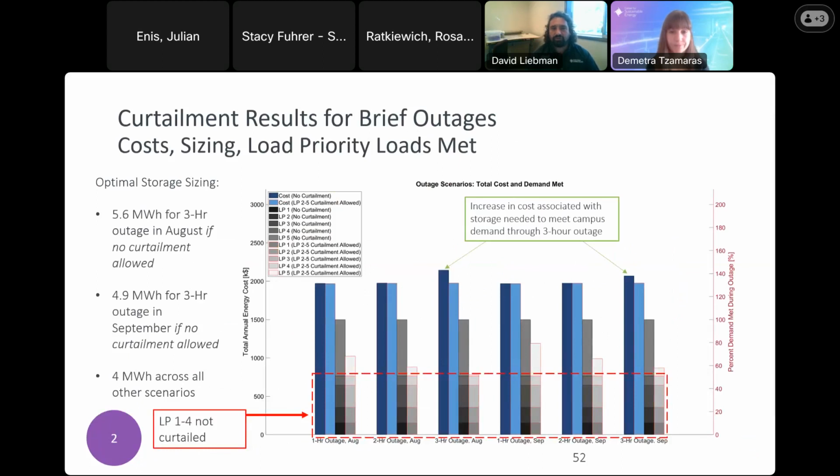And so one of the main purposes of modeling and going into the different mitigation measures is it really allows us to look at what are the optimal technology sizing for our goals for our microgrid. So this slide really just shows what is the optimal storage sizing for a 3-hour outage if we don't allow any of our buildings to load shed for that given month. We can also look at what is the optimal storage sizing if we allow buildings to load shed, and it allows us to look at multiple mitigation options and multiple costs and operational metrics.